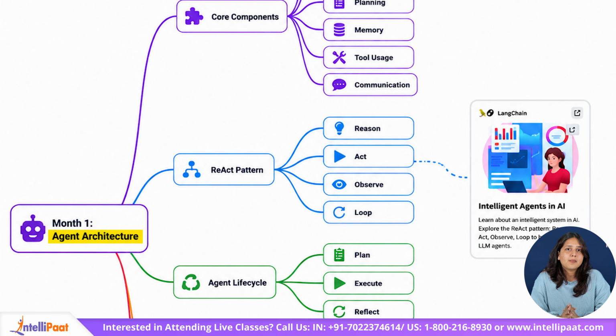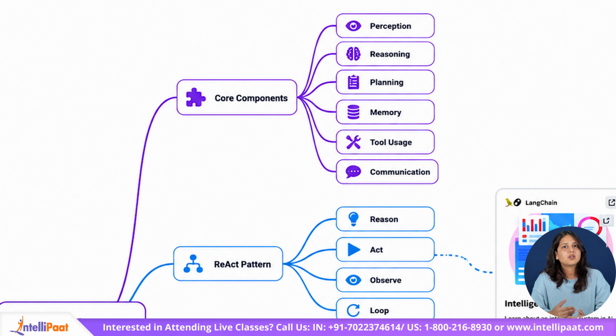Now, once your foundation is clear, we move into the roadmap. Month 1 is all about understanding how agents actually work. Here you go deeper into the architecture of AI agents. You learn the core components, that is perception, reasoning, planning, memory, tool usage, and communication. But don't just memorize them, focus on how they interact with one another. For example, an agent first understands a task, then plans how to solve it, takes action using tools, observes the result, and then refines its approach.